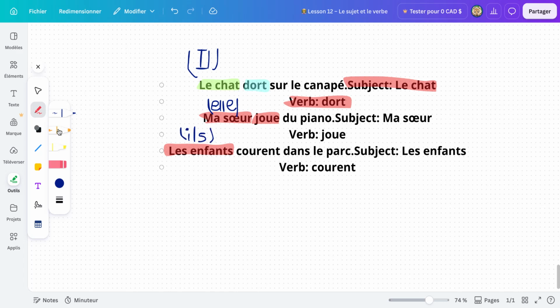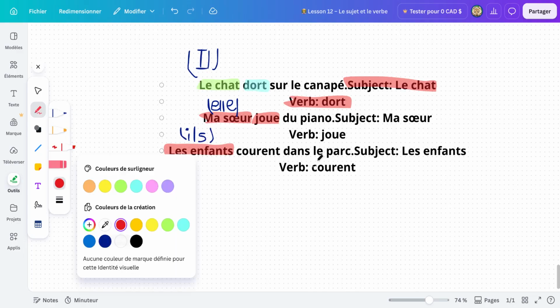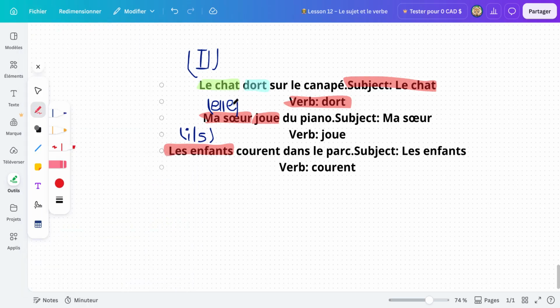And now we're just going to go here and find what the enfants are doing. What are the kids doing? They're running in the park. Ils courent. Les enfants courent dans le parc. The verb here is courir. It literally says right there.